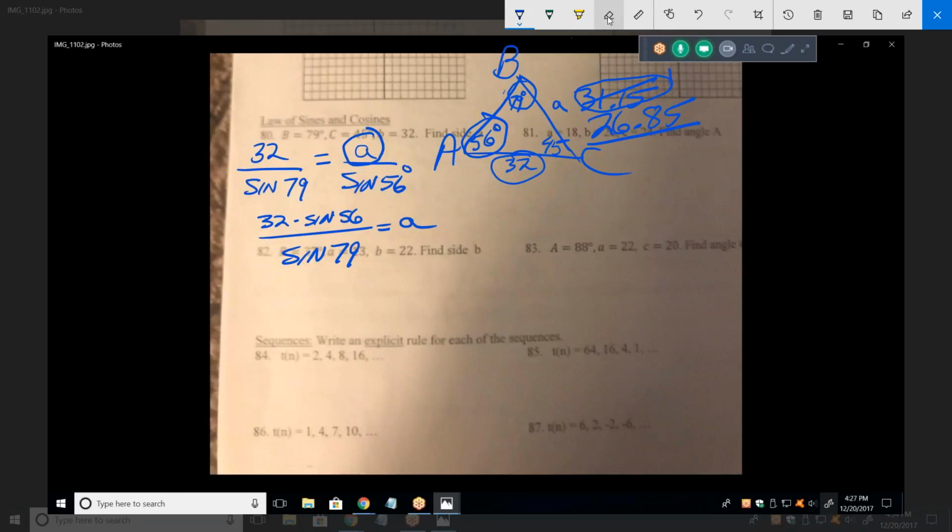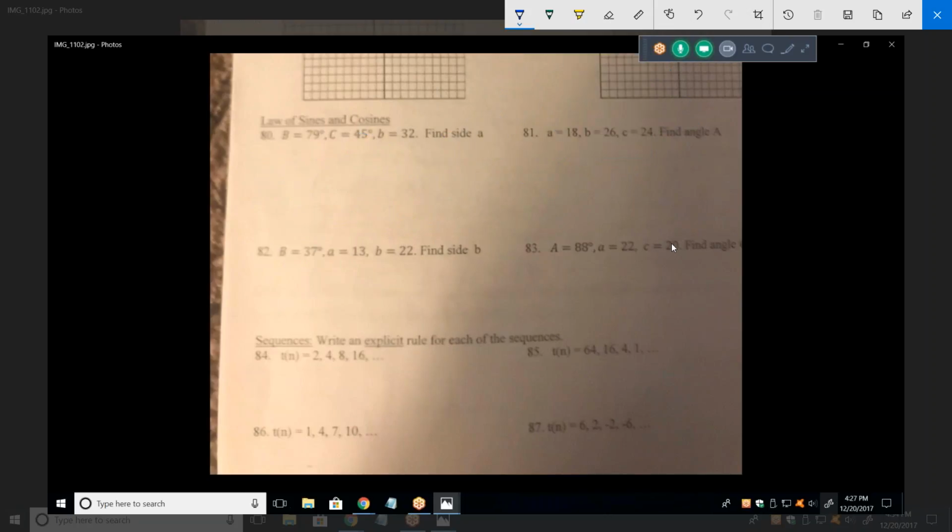All right, number 81. Draw a triangle. Doesn't even have to be to scale. Label everything you can on that. Length of a is 18, length of b is 26, and length of c is 24. Okay. Those are called little a, little b, little c.